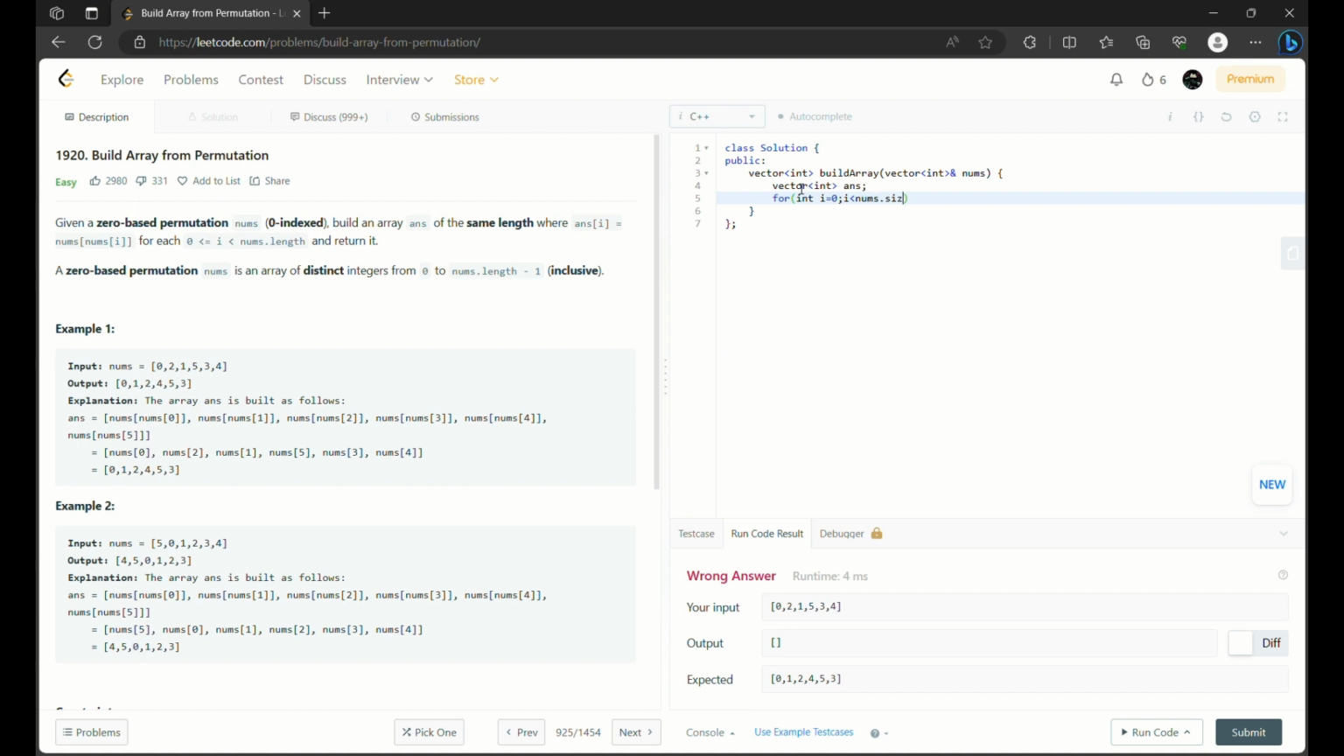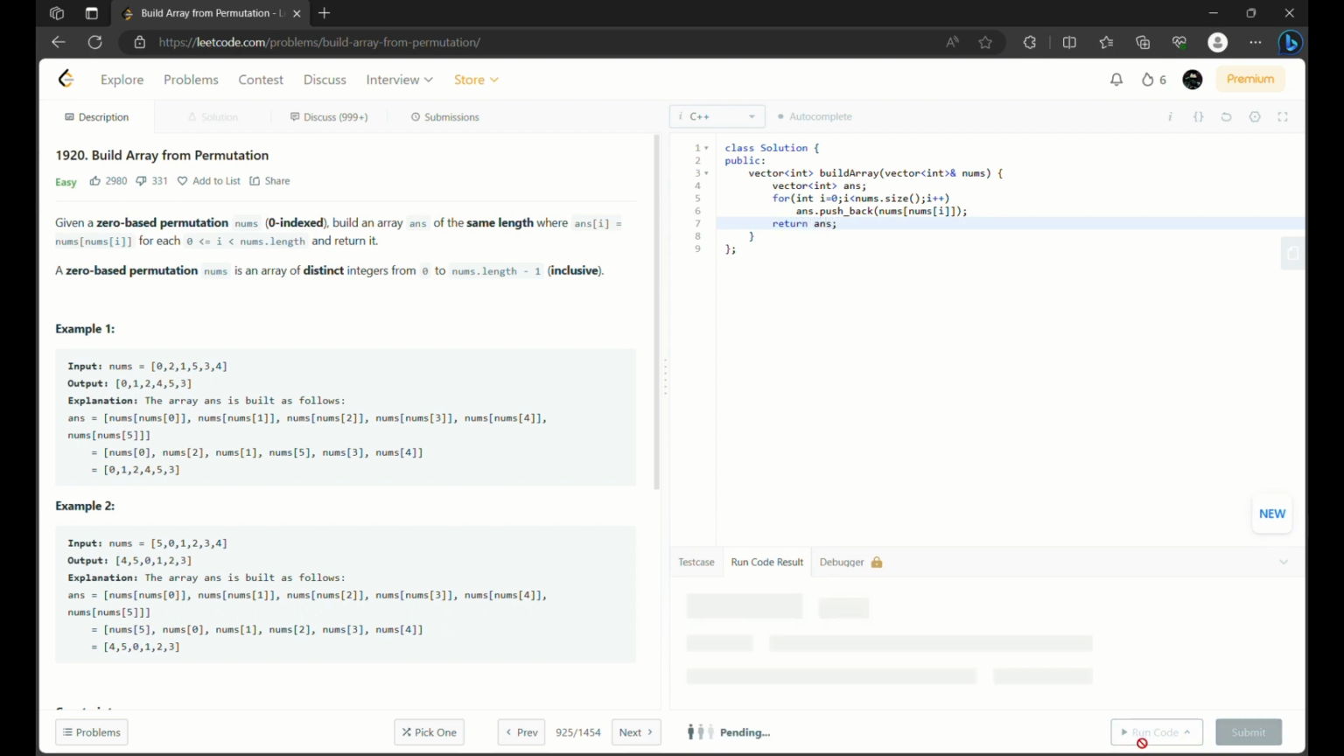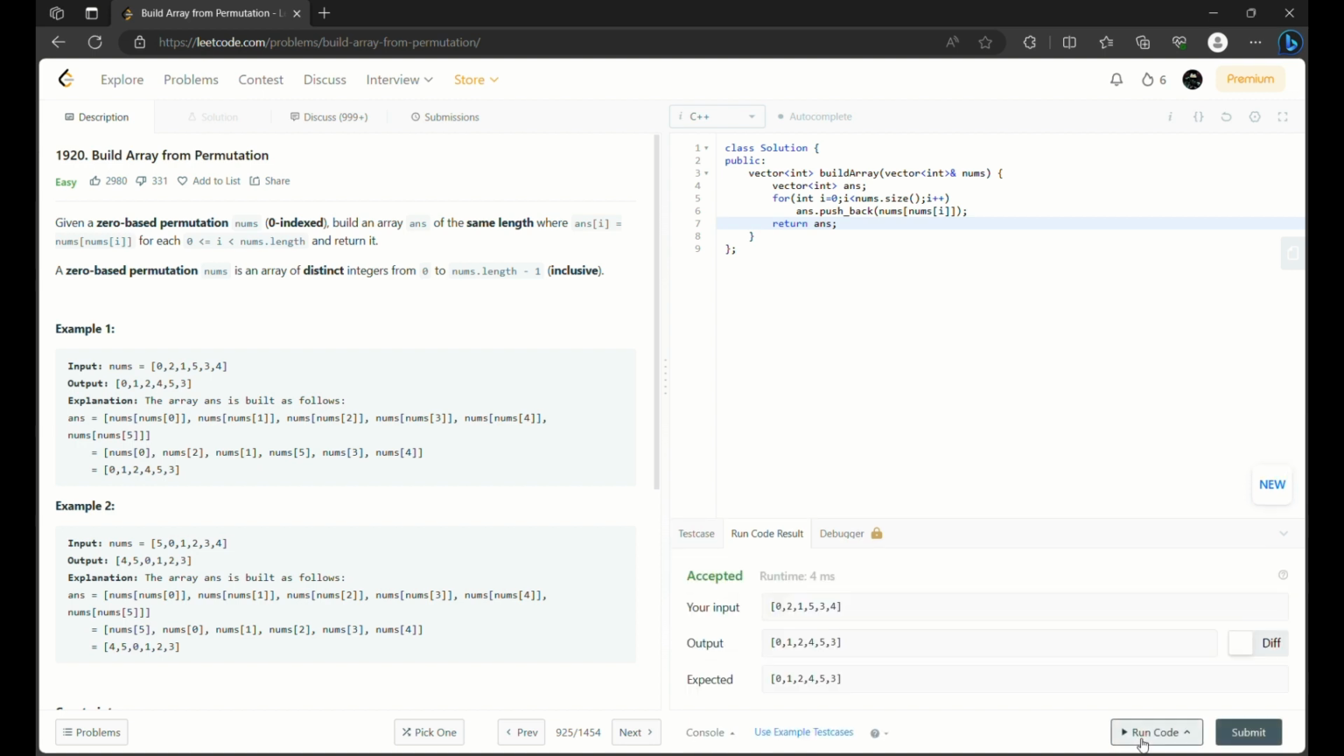nums.size gives the length of nums, and we just have to push back the value of nums of nums of i here, like this. Now we just have to return the answer vector. Let's see whether it will run or not. Yeah, boom guys, it runs. Let's submit it.